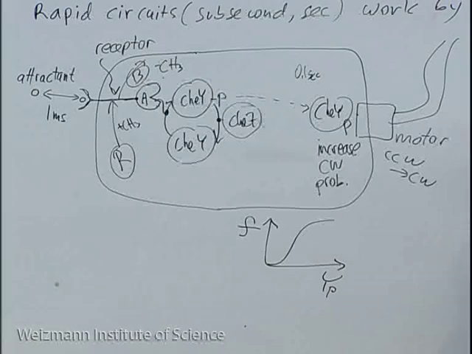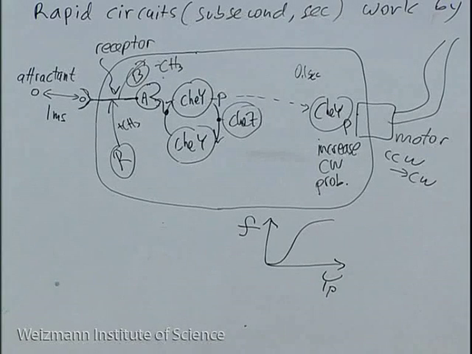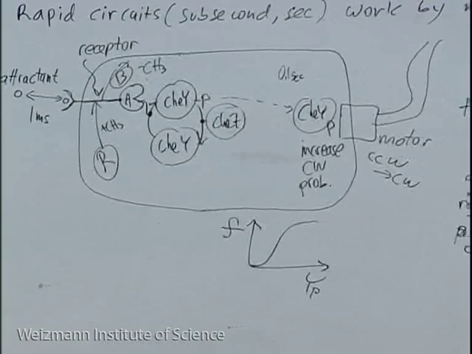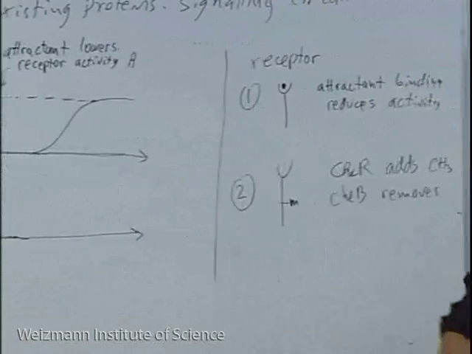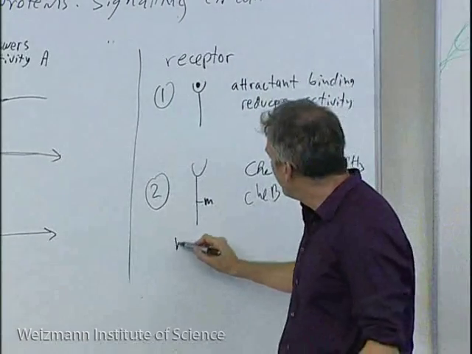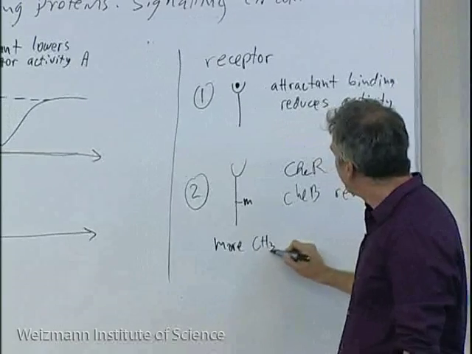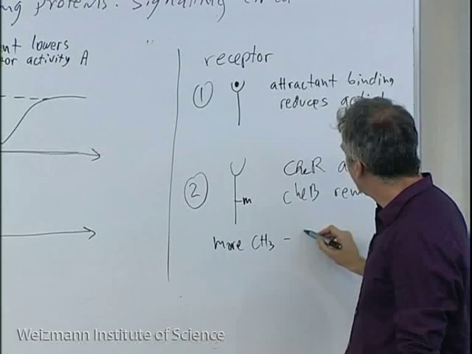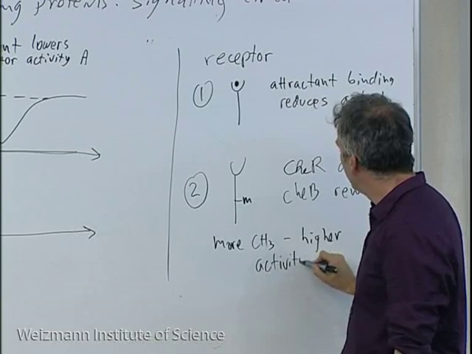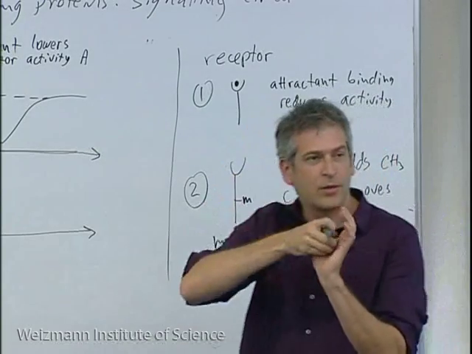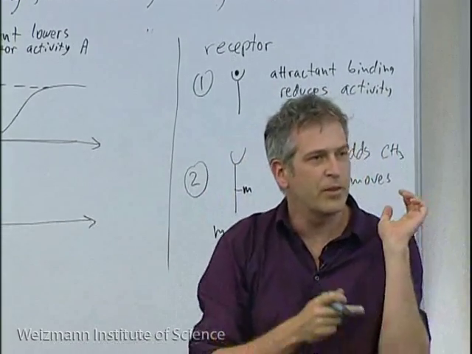So CheR adds this methyl group, and CheB removes. And there are four or five buttons like this, depending on the receptor. And the more methylation there is, the more CH3, the higher the activity. So here's a way to recover the activity that was lost when the attractant binds: start methylating.